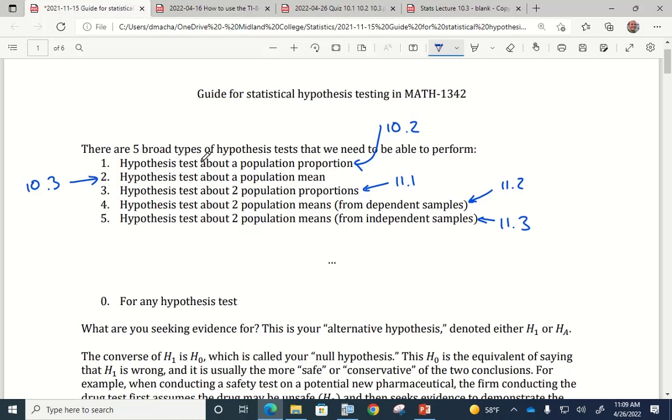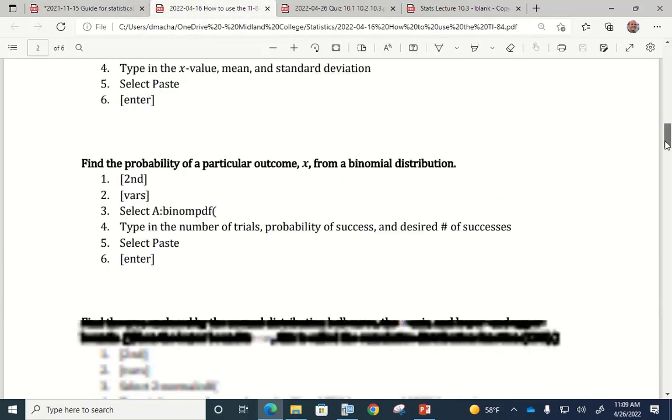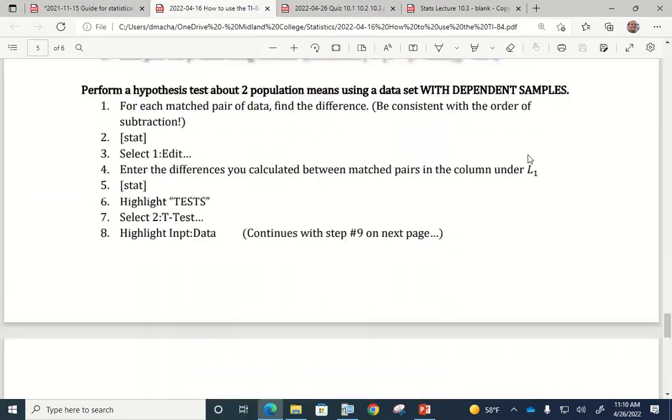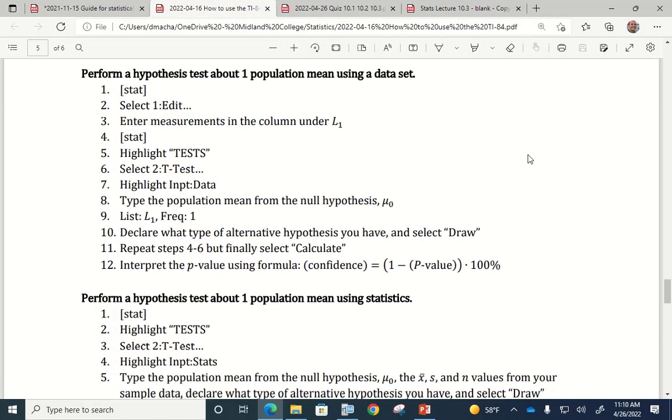So you can follow that guide, and you can successfully do every hypothesis test correctly and interpret the p-values and everything else. But there are shortcuts too, and I want you to know the shortcuts because that might be faster and easier on the exam. The shortcuts are in the back of this little packet called How to Use the TI. If you want to perform a hypothesis test about 1 population mean using a data set, I have a little 12-step process where, if you have your TI-84 calculator in front of you, you can follow this to perform your hypothesis test.